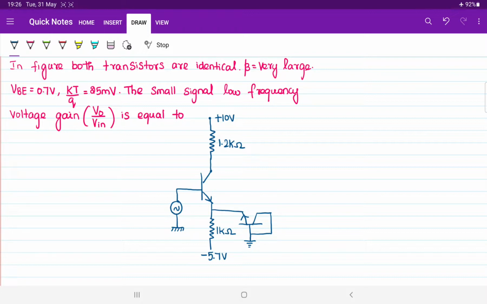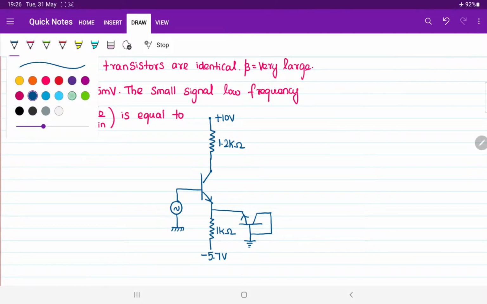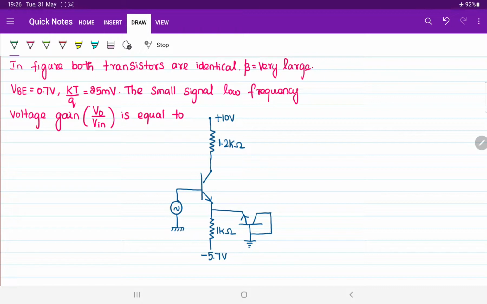If you observe the first question here, two transistors are given. Read the question first. So let me read the question. In the figure, both the transistors are identical and the value of beta is very large. Whenever we observe that the value of beta is very large, it is indirectly saying that the value of base current is approximately equal to 0 ampere and the value of collector current is approximately equal to the value of emitter current. This is what we did even in DC analysis.